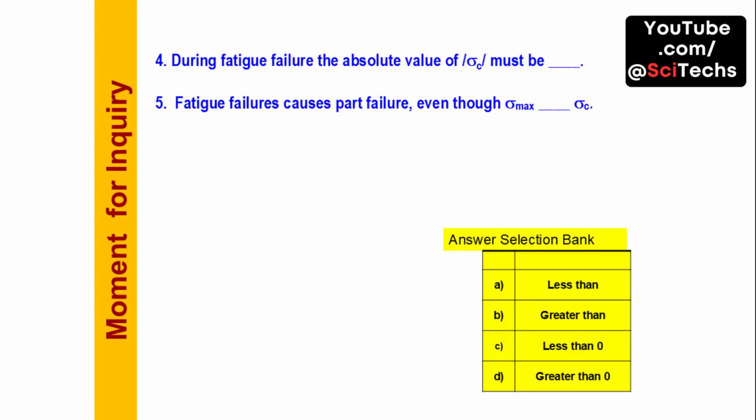Another moment for inquiry. During fatigue failure, the absolute value of stress amplitude must be less than 0. Fatigue failures cause part failure even when maximum stress is less than the critical stress. Here are the answers. During fatigue failure, the absolute value of stress amplitude must be less than 0. Fatigue failures cause part failure even when maximum stress is less than the critical stress.